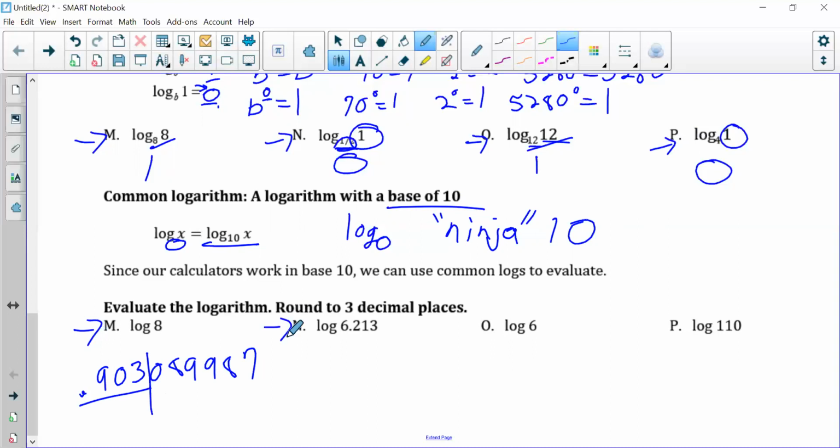Let's do N. The log of 6.213 equals 0.793. The log of 6 equals 0.778. And the log of 110 equals 2.041. All right, and that is actually it for the day.